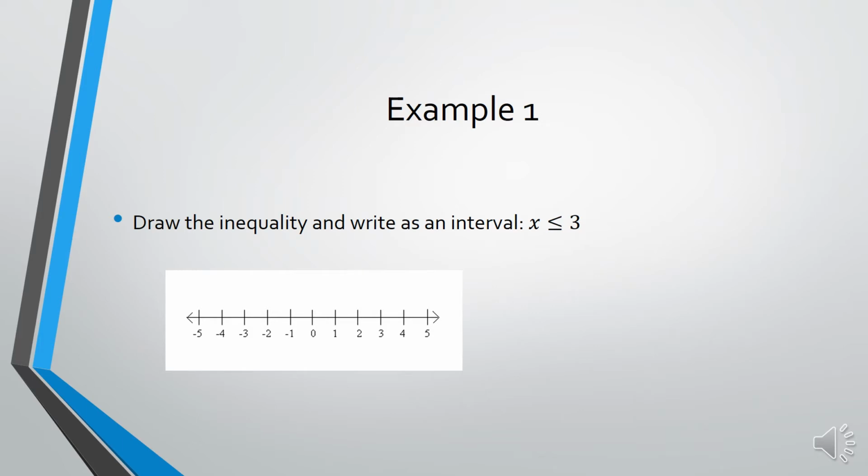So example 1, draw the inequality and also write it as an interval. First let's draw it. x is less than or equal to 3. So here's 3 on my picture. I said that it could be equal to 3, so I want to use a closed circle. And then we're going to shade everything that's less than that.